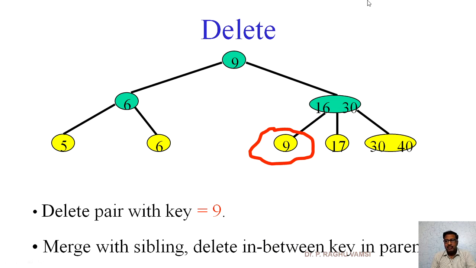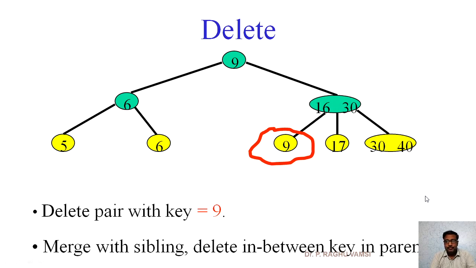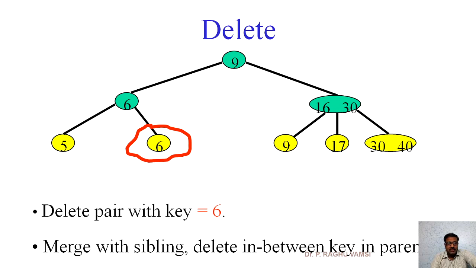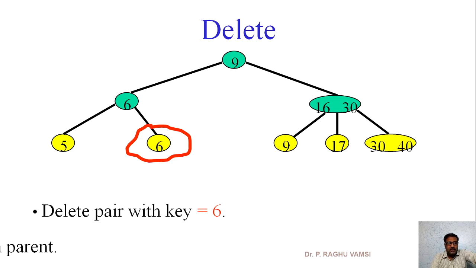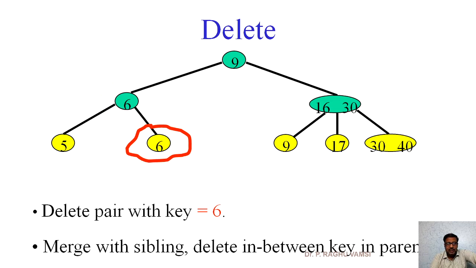So 17 will be there here, and 30 will be the parent, and 30, 40 will be there. Delete the pair with key equal to 6. So whenever key 6 is deleted, merge with the sibling, delete in-between key in parent. Merge with the sibling and delete the key between the parent. So here there is nothing to merge with the sibling. The only thing is you are supposed to delete with the parent. This is the only option available.